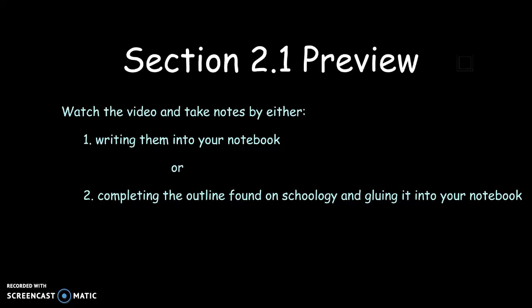Okay, today we're going to talk about section 2.1. This is the preview, so this is the information you need to know before we actually begin this section. So we want you to watch the video and take notes. You have a choice by either writing it into your notebook or completing the outline that's found on Schoology called section 2.1 preview.